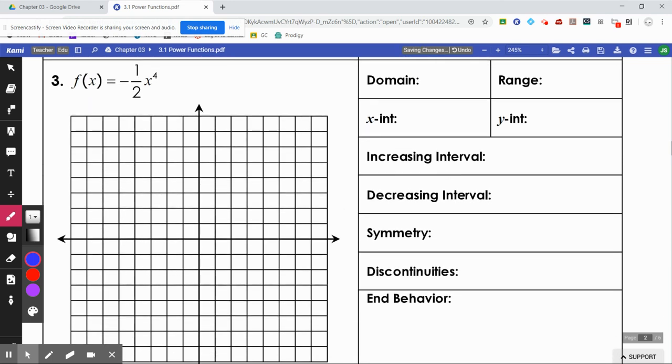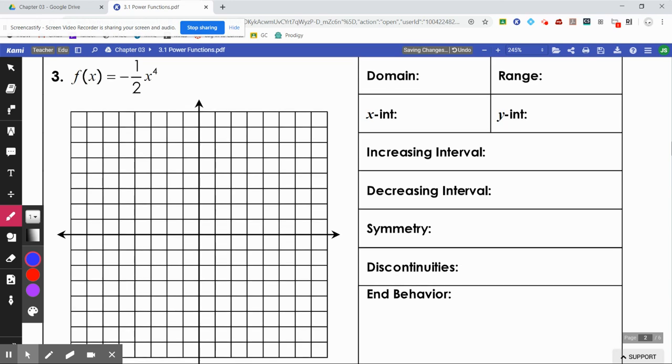Negative 1/2 x to the 4th. So here we have our x to the 4th, which normally would look like this. However, since the negative's out front, it will flip it down. So we kind of know the basic shape here. Let's plug in some points and see what it's going to look like. Again, it kind of has that basic upside down parabolic shape. I did get 5 points to fit here.